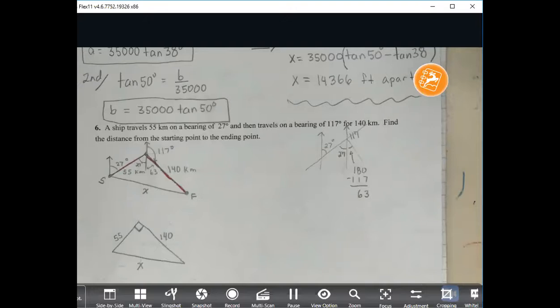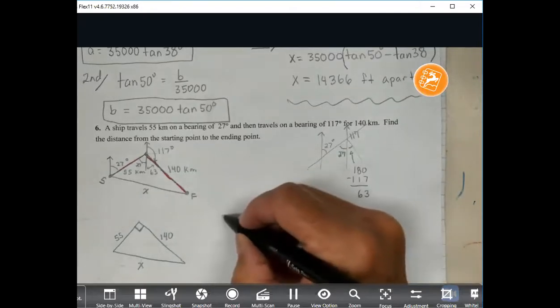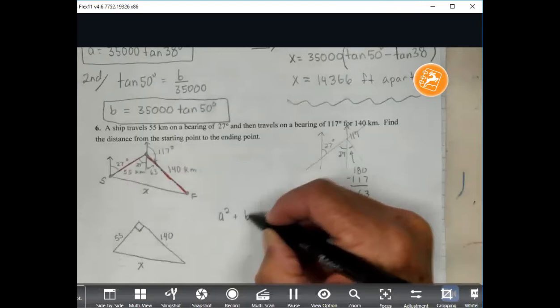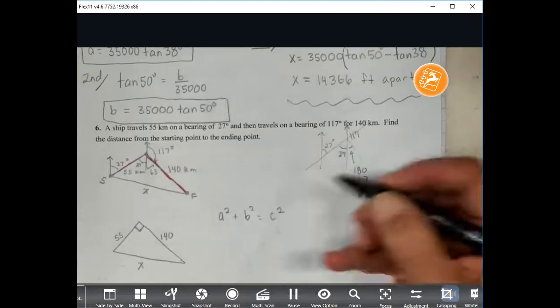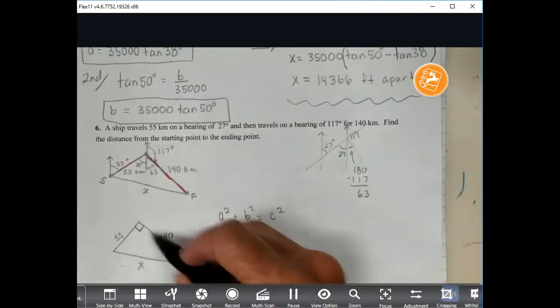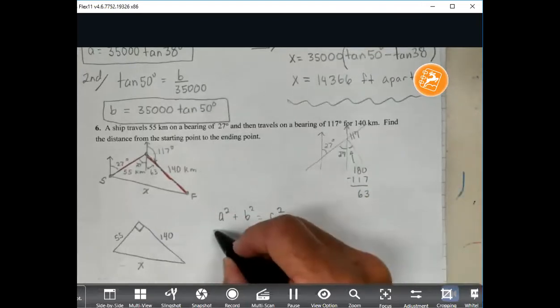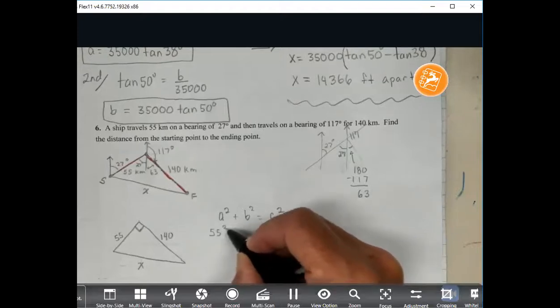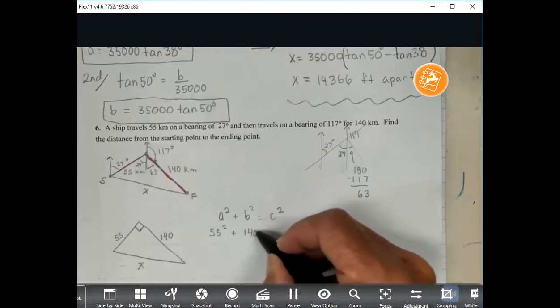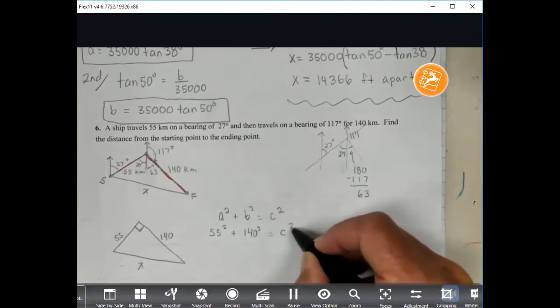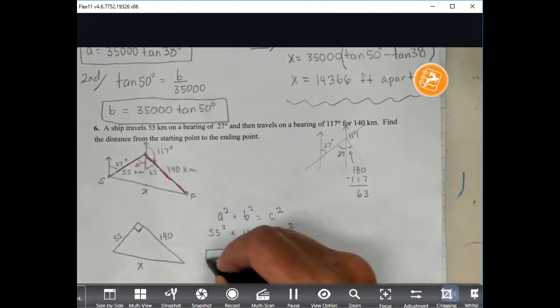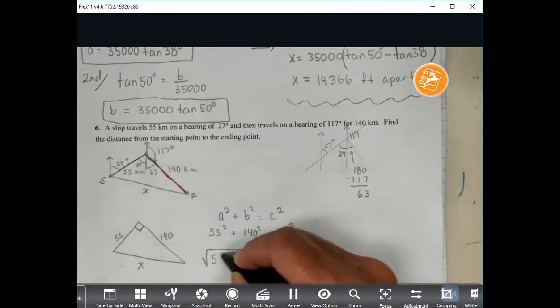Use the Pythagorean theorem. Leg squared plus leg squared is hypotenuse squared. So our legs are the adjacent sides to the right angle. So we have 55 squared plus 140 squared is c squared. So we'd have to compute that and then take the square root.